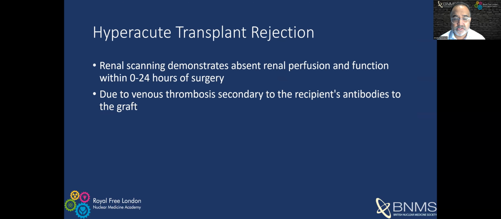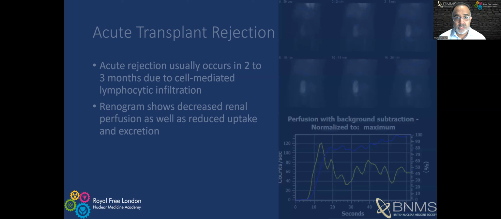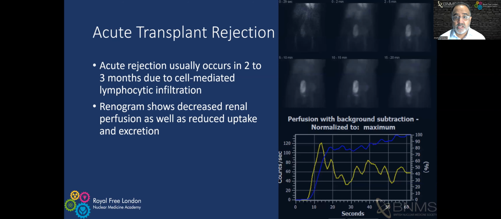Hyperacute transplant rejection is when you get absent renal perfusion and function within the first 24 hours of surgery, and it's due to venous thrombosis secondary to the recipient's antibodies to the graft. Acute transplant rejection usually occurs at 2 to 3 months and is due to a cell-mediated lymphocytic infiltration. In this case, the renogram shows decreased renal perfusion as well as reduced uptake and excretion.